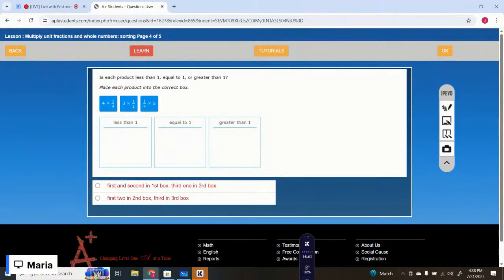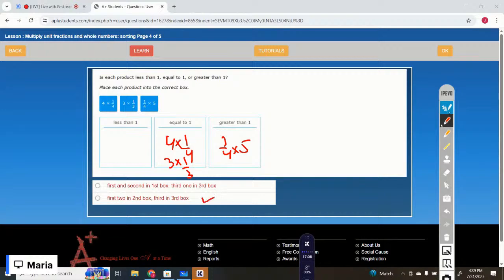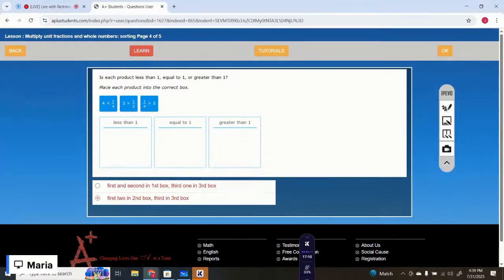Is each product less than 1, equal to 1 or greater than 1? Four times 1 by 4 is equal to 1. 3 times 1 by 3 is equal to 1 and 1 by 4 times 5 is greater than 1. Option number 2 is the correct option. First two in the second box and third in the third box.